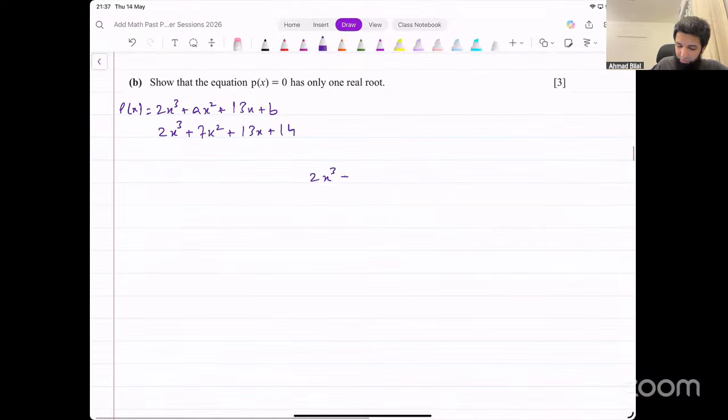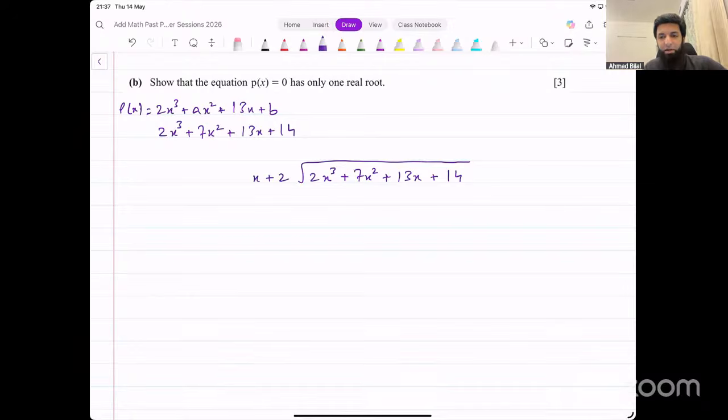2x cubed plus 7x squared. If you know synthetic division, that will be much quicker than this. But since not everybody learns that, I'm doing it using this method, dividing by x plus 2. What do we multiply x by to get 2x cubed? We multiply x by 2x squared. Now 2x squared into this whole thing will give me 2x cubed plus 4x squared.